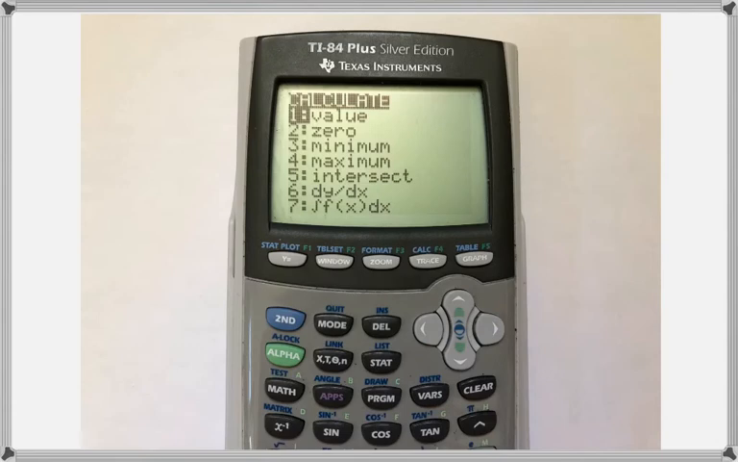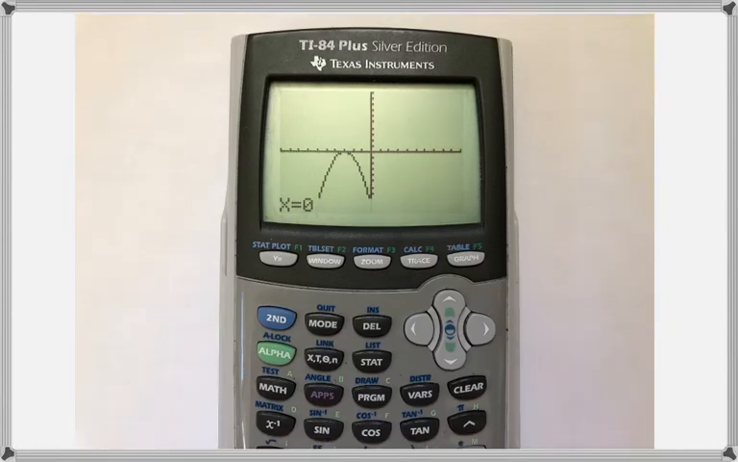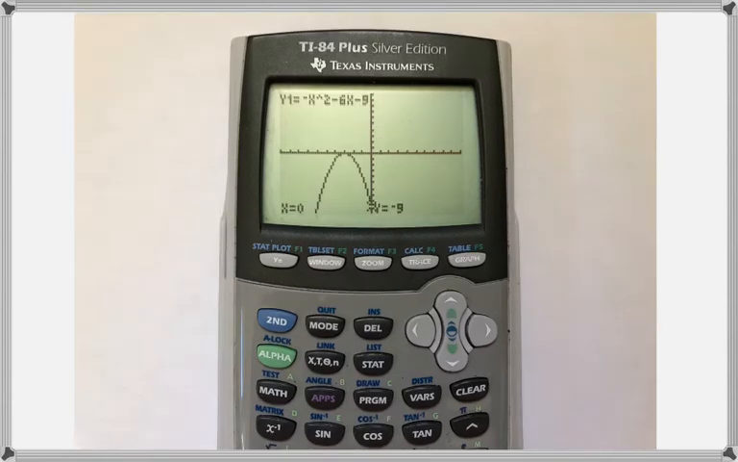Okay, so then let's actually figure out what the y-intercept is. So I need to do second calc, and then it's the value command, and then it will give you x is equal to, and you can type in whatever number you want. We want 0 because the x value of a y-intercept is always 0. Press enter and we get negative 9.